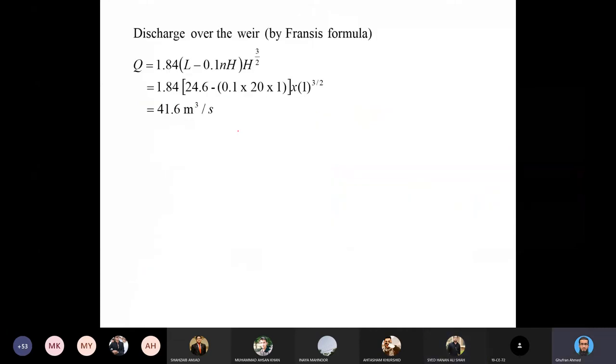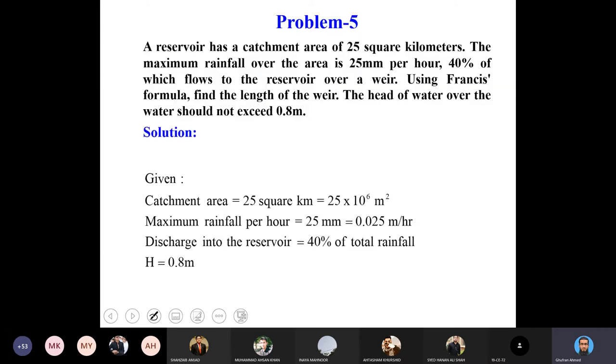So just after that, you will write it in the formula of 1.84 times L minus 0.1 NH. So 10 equal bays, so we have 20 end contractions. And finally, you can solve it.